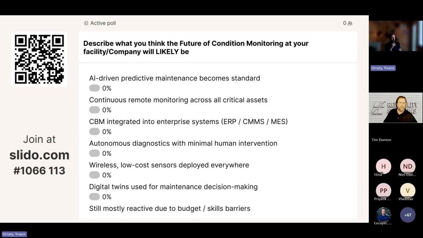No personal information is captured through that, so be at ease when answering. What do you think will likely happen at your facility, talking about the future of condition-based monitoring?